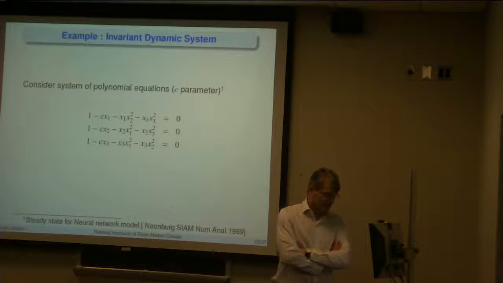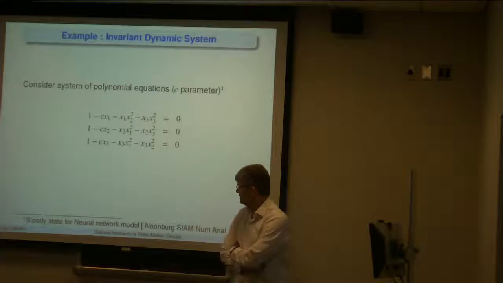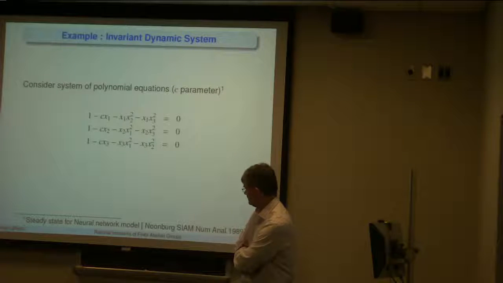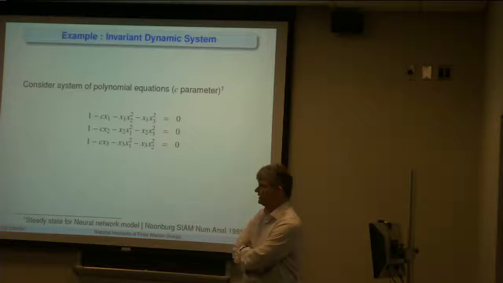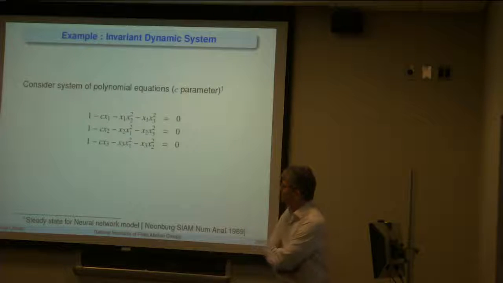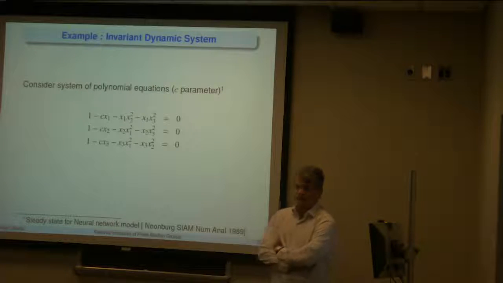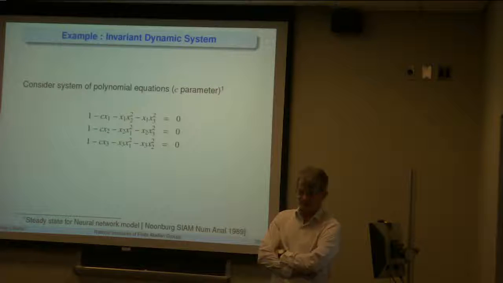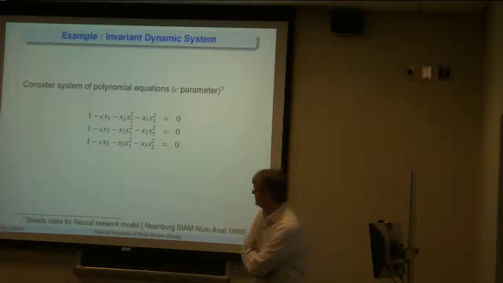The example I'm going to use is one that we took from a SIAM numerical analysis book or a journal paper, a steady state for a neural network model. So we've got 3 equations, 3 unknowns. It's actually an equation that was used in Karen Gauderman's paper. 3 equations, 3 unknowns.